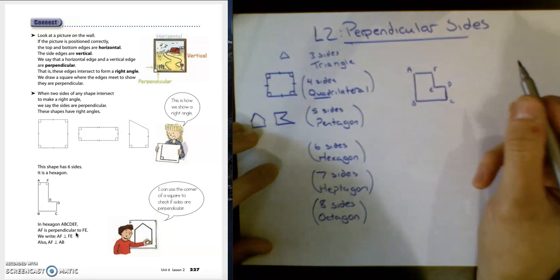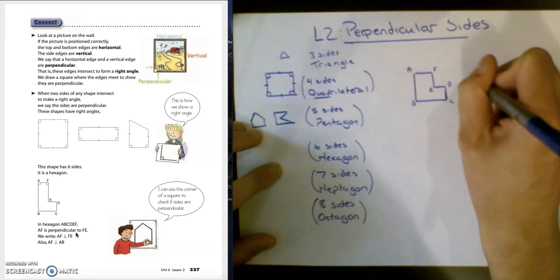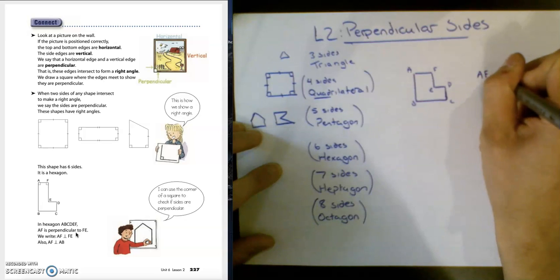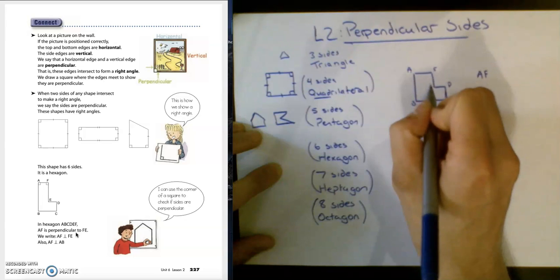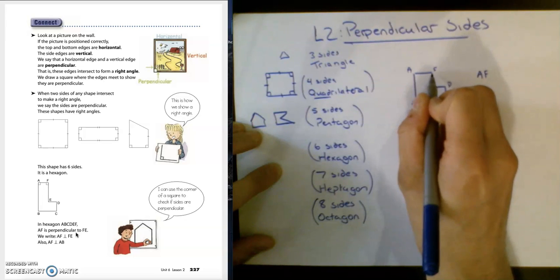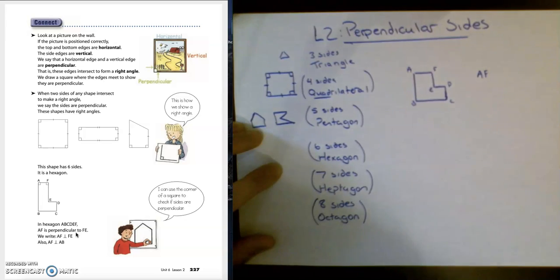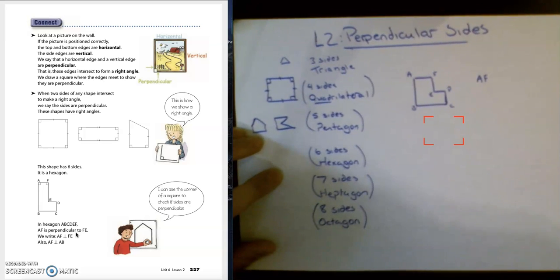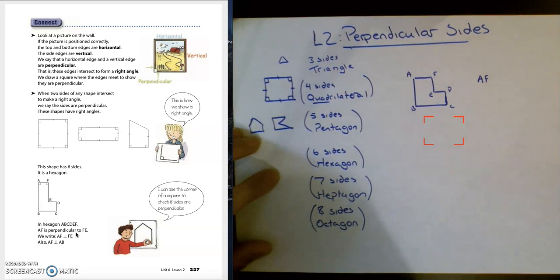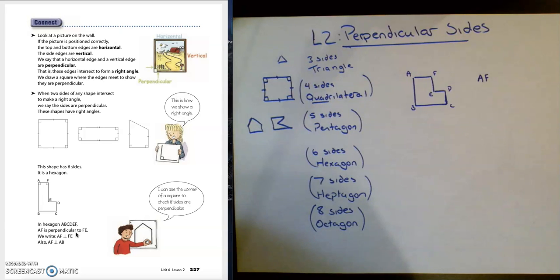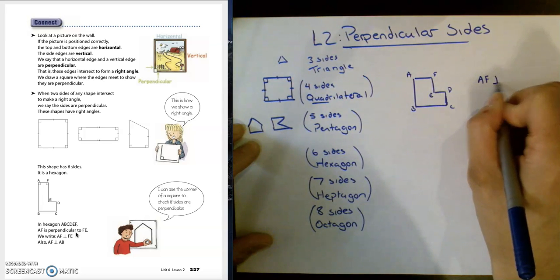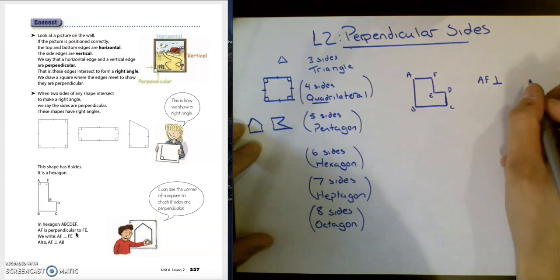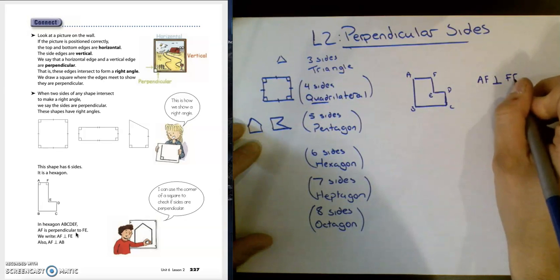All right. So they are saying that AF is perpendicular to FE. So AF is perpendicular to FE. So that's horizontal. That's vertical, which means that they are perpendicular. Okay. I don't want to write the word perpendicular 5,000 times during this lesson, so I'm going to use the symbol that indicates perpendicular. It is an upside down uppercase T. Okay, AF is perpendicular to FE.